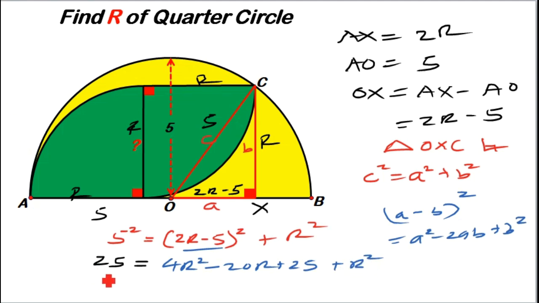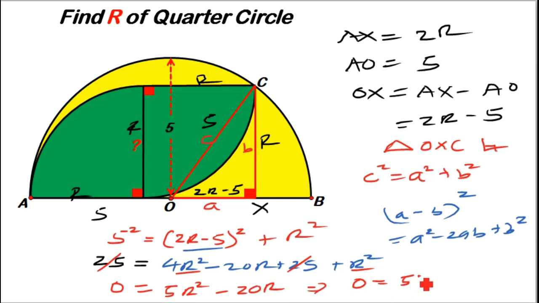Now if you look at this, 25 and 25 will cancel out on either side of the equation. So this side we remain with 0 equal to 4R squared, and plus R squared is going to be 5R squared. Then minus 20R. Now if you look at this, R is a common factor. So you have 0 is equal to, if you factorize out 5R outside, 0 is equal to 5R into R minus 4. What is the radius R?